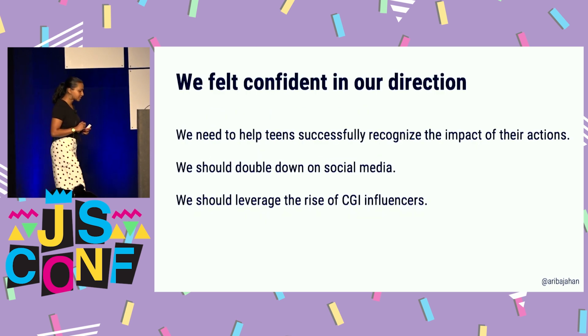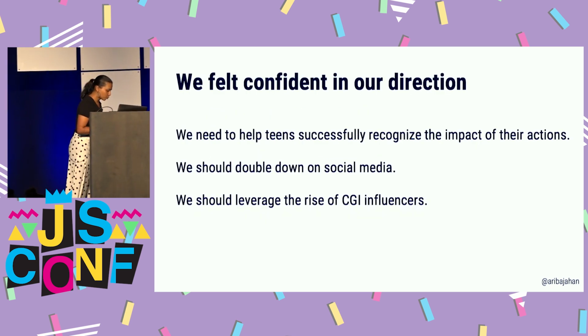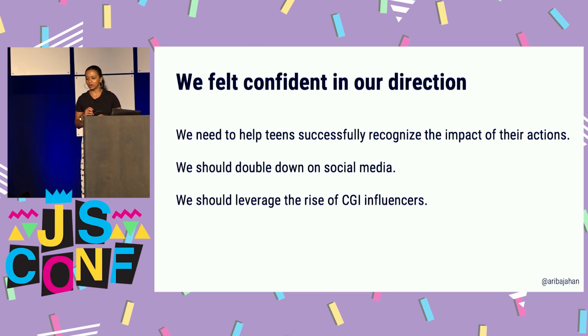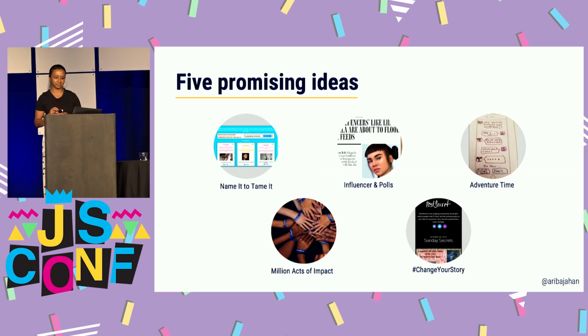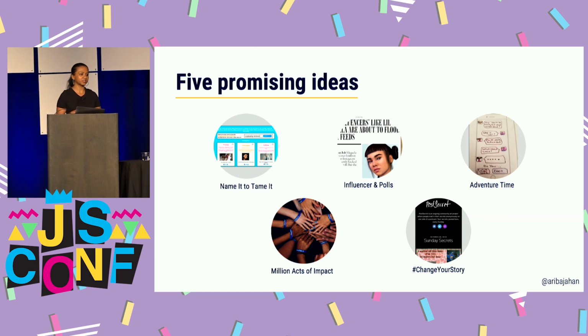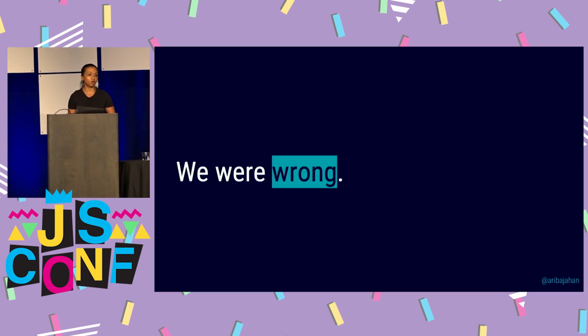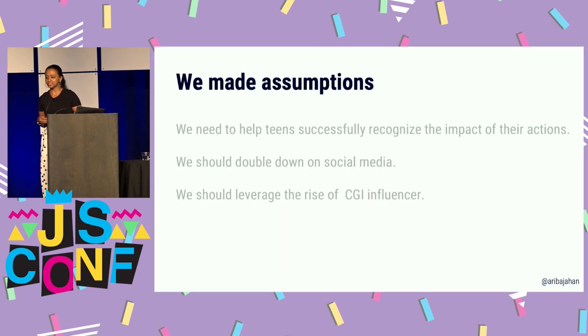So keeping these 3 goals in mind, we refined our 20 concepts into 5 promising ideas. And then we took these ideas to teens to get some more validation and then start building them. And the main thing we learned at this round with teens is that we were wrong on all fronts. What we focused on as goals were actually just assumptions.